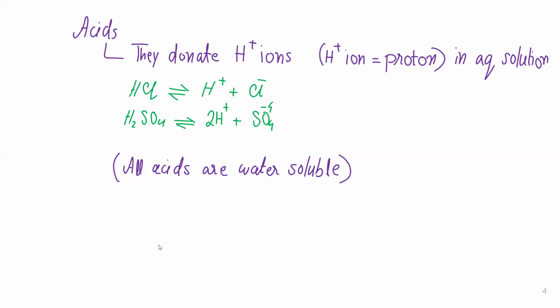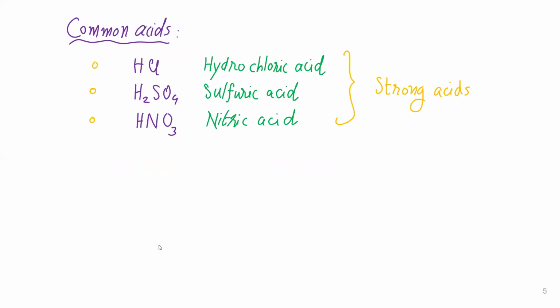Otherwise, what is HCl? HCl is a gas. If you see HCl in pure form, you will be surprised that it is not an acid. HCl is a gas. What is H2SO4? H2SO4 is sulfuric acid, and H2SO4 is basically a fuming liquid.